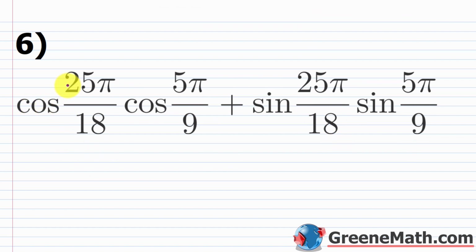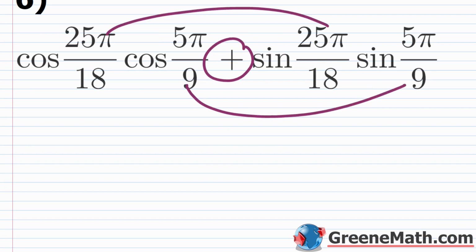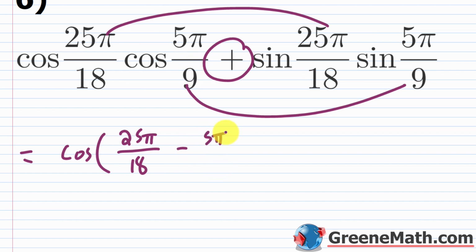So here we have the cosine of 25 pi over 18 times the cosine of 5 pi over 9 plus the sine of 25 pi over 18 times the sine of 5 pi over 9. So again, this guy matches this guy matches this guy. Now you have a plus. So what you're going to do is say this equals cosine of the first angle, so 25 pi over 18. Because this is a plus, now you want a minus, and then you're going to take the second angle, so 5 pi over 9. So again, you're just going in reverse.